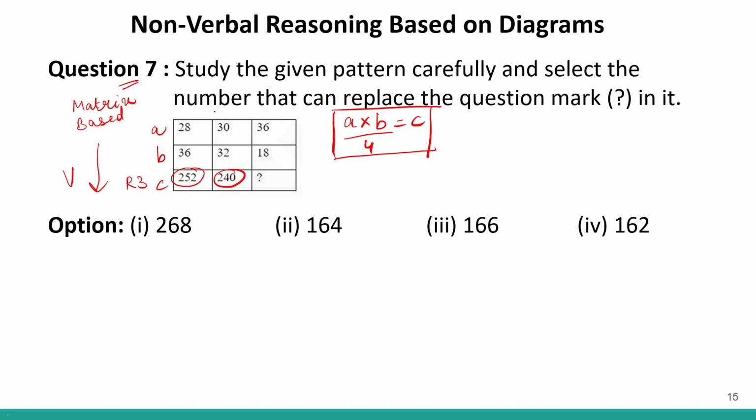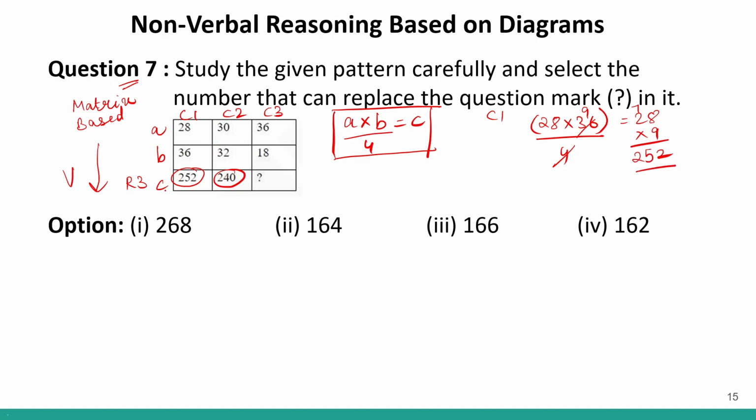Let us check this. This is column 1, column 2 and column 3. So for column 1, 28 into 36 divided by 4. So this will be how much? This will be 9. So 28 into 9 will give me how much?